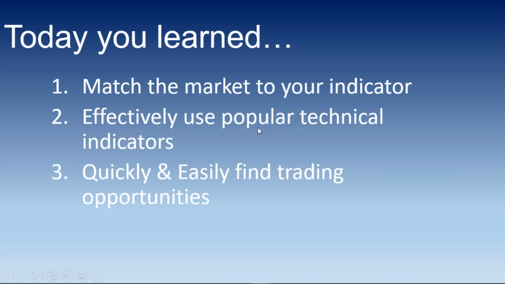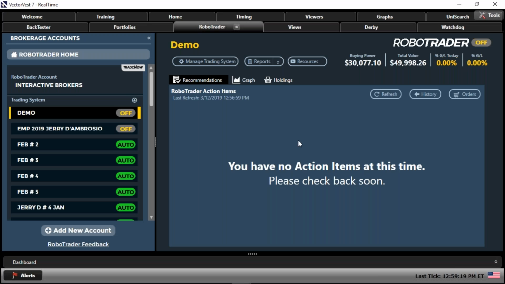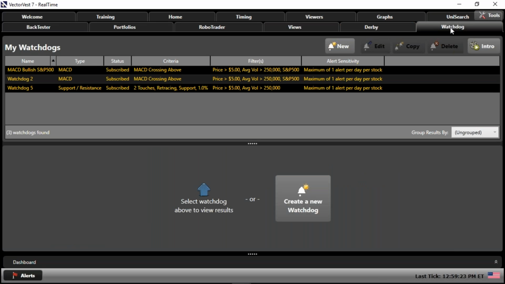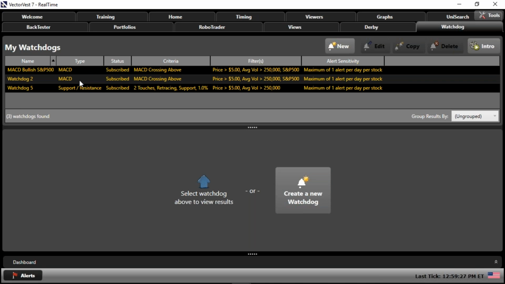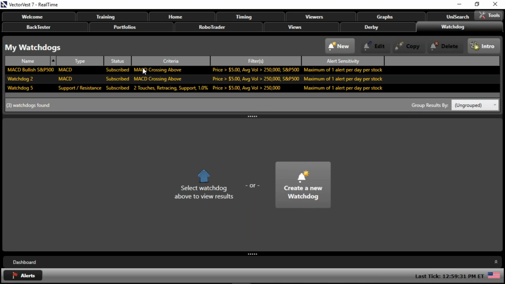Imre says, how do you set up automatic alerts for indicators? Let me show you really quick how to do that. I apologize, I didn't get to that. We have another tool within the VectorVest program called the Watchdog. Right now, the Watchdog allows me to scan for either MACD or support and resistance. So let's say, for all intents and purposes, I want to find stocks that have today, right now, in real time, a MACD crossover.